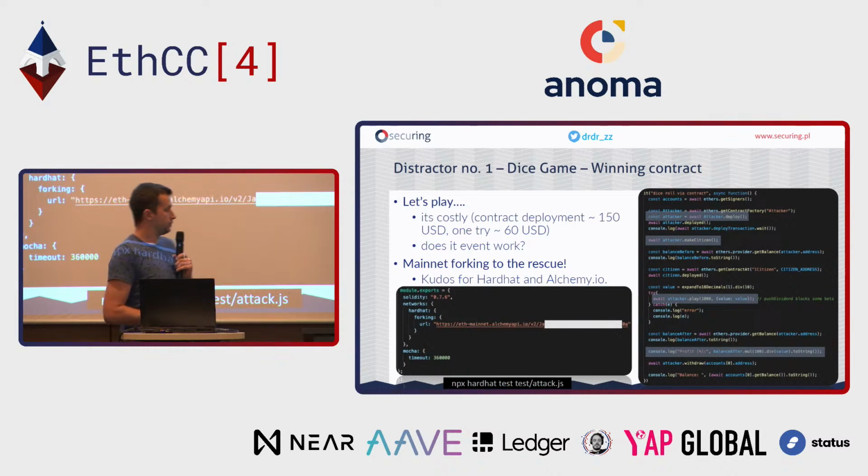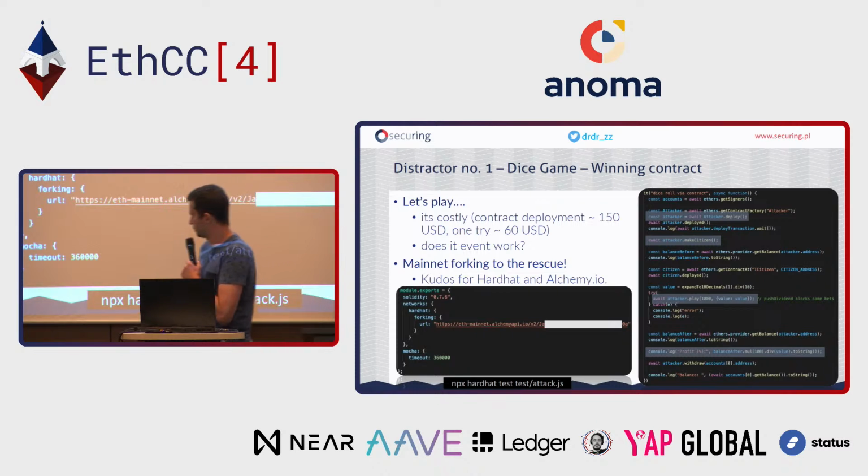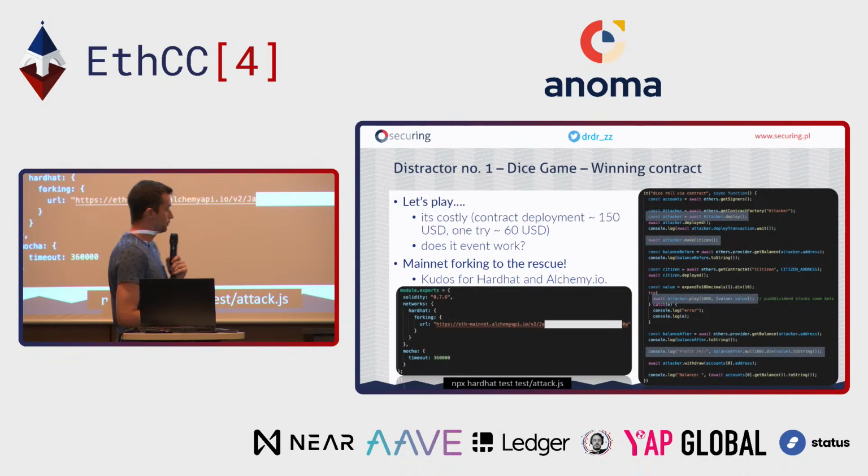You can easily achieve that using Hardhat and, for example, Alchemy.io, where you just define the network and start it as a mainnet fork. You write your code. So I deployed my attacker code. I just call the make citizen function, which registers in the citizen contract.